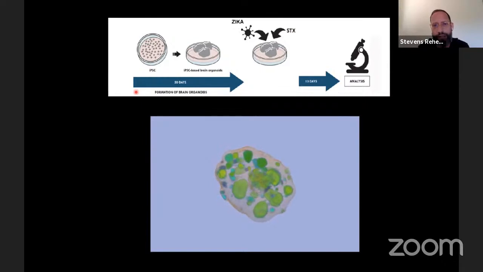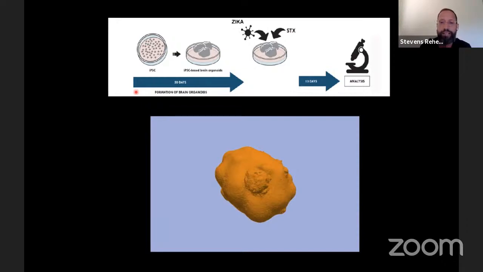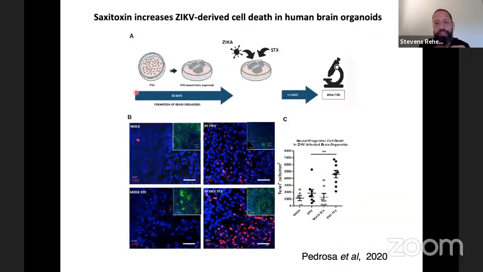So our question was, if we combine Zika virus with the saxitoxin, would we have an increase in the consequences of the Zika virus within the developing brain tissue? And the answer is yes. The saxitoxin is able to increase Zika virus-derived cell death in the human brain organoids. So what you're seeing here in the image, in the blue, are the brain nuclei. In the red, you're seeing the cell death.